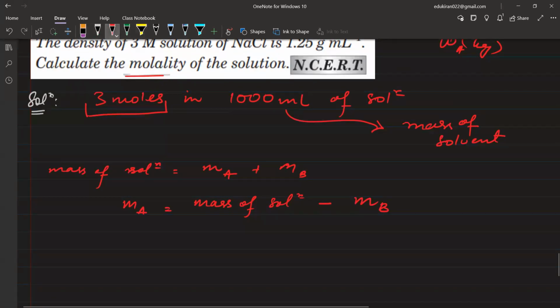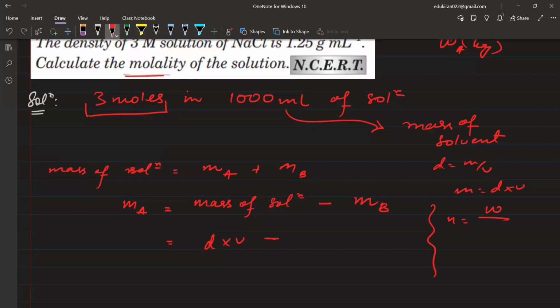Now moving on. Density is equal to mass by volume. So mass will be equal to density into volume. ठीक है? Mass of solution क्या लिख सकते हैं? Density into the volume minus. Now what will be the mass of solute? देखिए, number of moles is equal to the given mass divided by molar mass. तो आपके पास जो given mass होगा, that will be equal to number of moles into molar mass of solute. Correct है? Yes, sir.